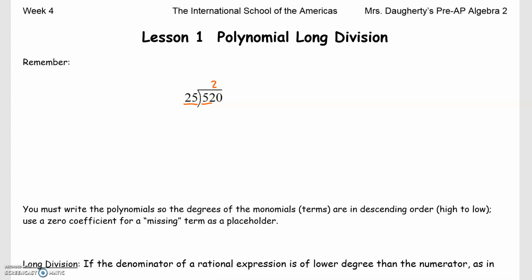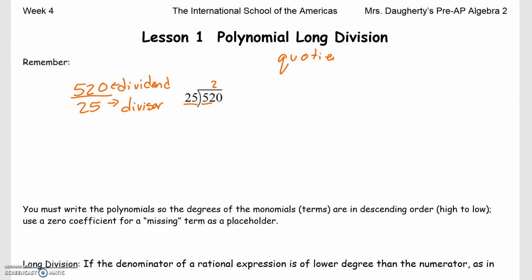And so what we're going to do next is take this number here and multiply it by our number here, our divisor. Let's back up for a second and talk about what this looks like as a fraction. This would actually be 520 divided by 25. Now 25 is our divisor, and this is called our dividend. The answer to a fraction or a division problem is called the quotient, and that's going to be our answer.